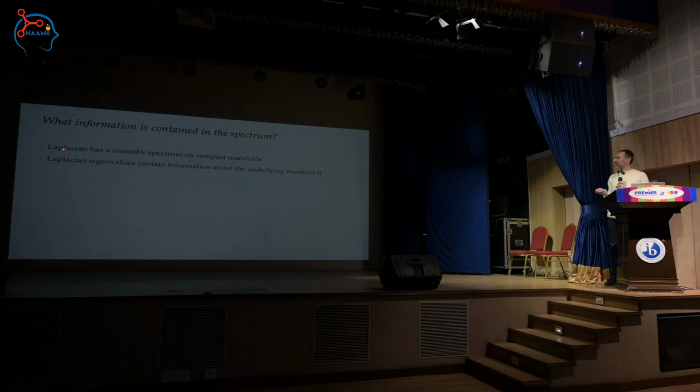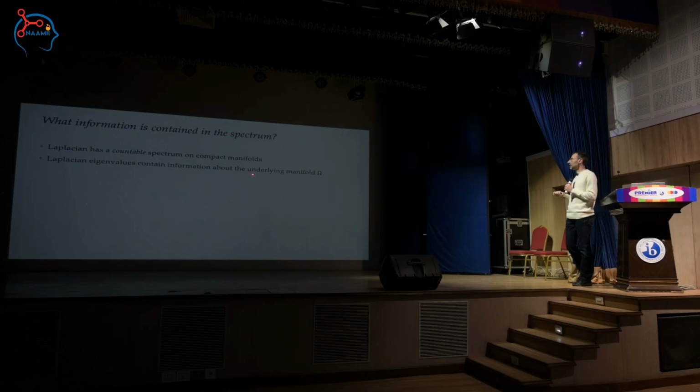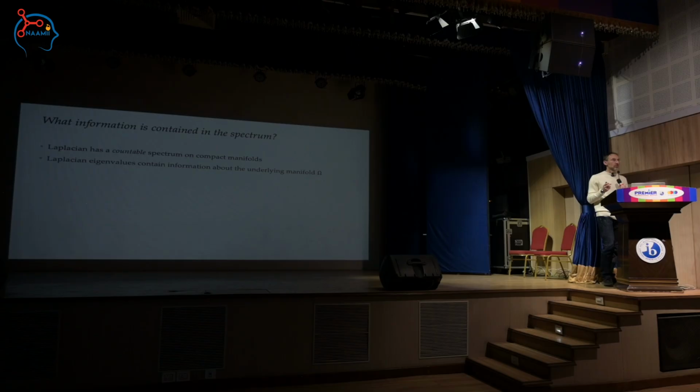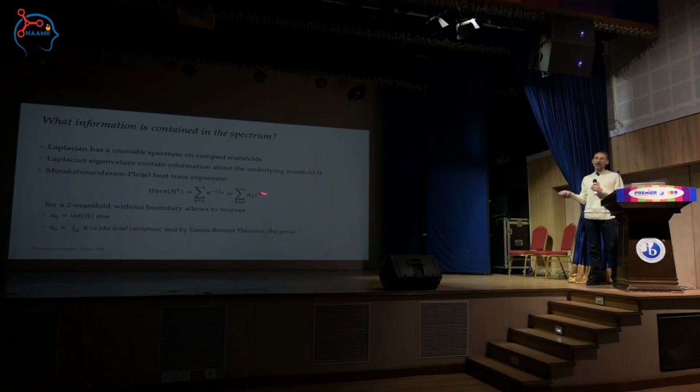The Laplacian has a countable spectrum, so it is discrete, it doesn't accumulate except at infinity if the manifold is compact, right? So every object that we can consider in real life is compact. And you see also that the Laplacian eigenvalues contain some information about the manifold, right? We can see it from the heat trace expansion, so we can recover quantities like the area, the Euler characteristic, or the genus. The question is whether we can recover the entire manifold from its spectrum, right? So whether we can recover the measure.